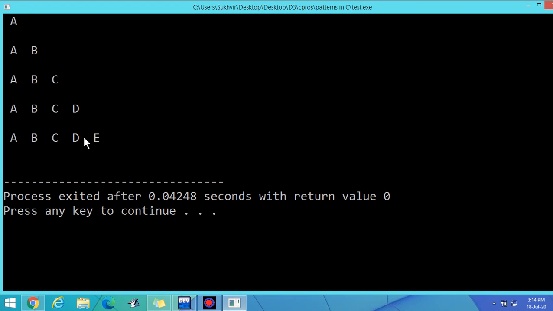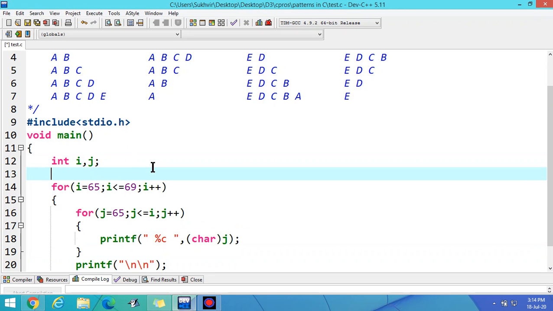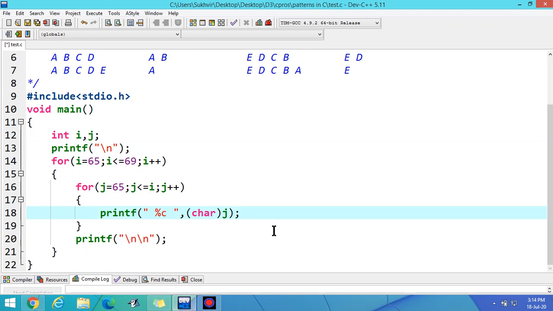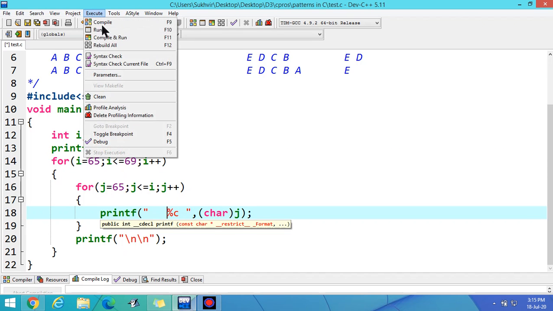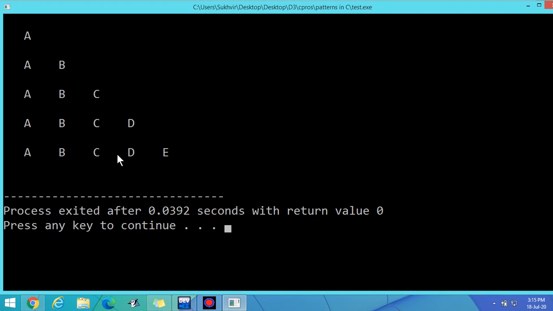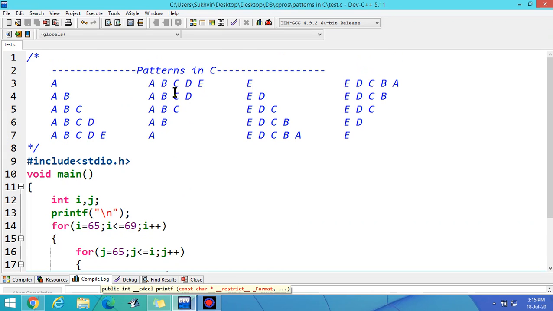This one is similar to your 1, 1 2, 1 2 3, 1 2 3 4, 1 2 3 4 5. In place of numbers, I am representing capital alphabets. Here you can write print new line. You can give some space here. Now execute the program. These are the values A, AB, ABC, ABCD, ABCDE. Now what about the second pattern?